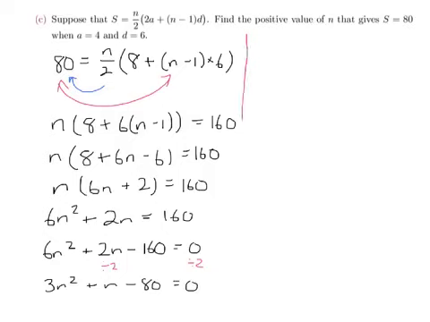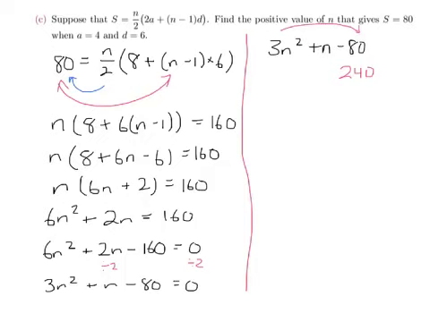I might just split the page in 2 and move our equation back up here. So we've got 3n squared plus n minus 80. Now if we borrow the 3, we're left with 240. And we want to find two numbers that multiply to give 240 and add to give 1. Well, really, two numbers that multiply to give minus 240 and add to give 1. So we want to find two numbers that have a difference of 1 and multiply to give 240.